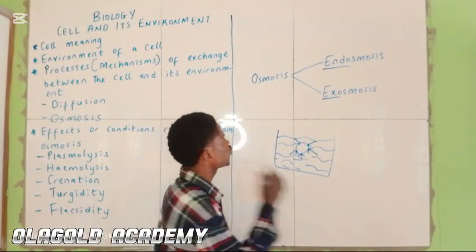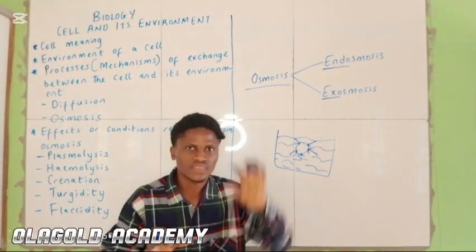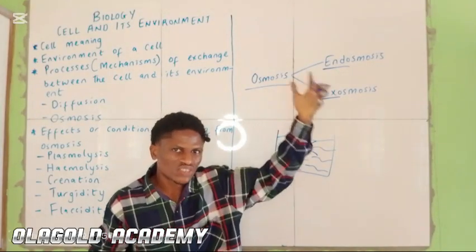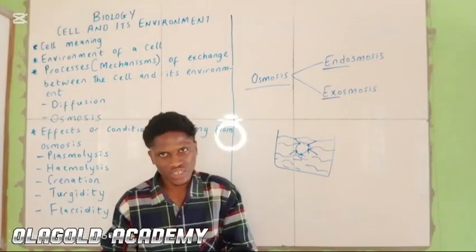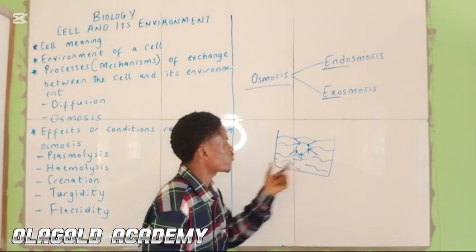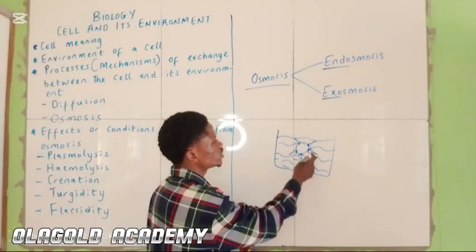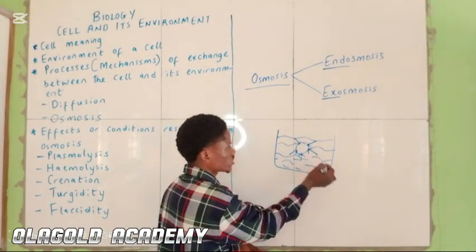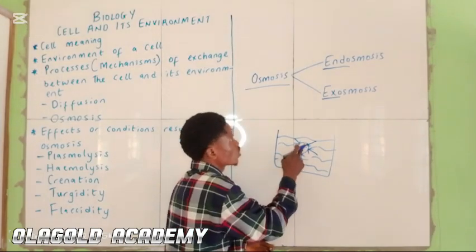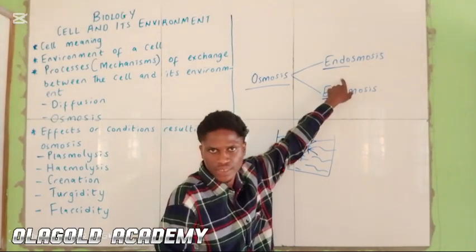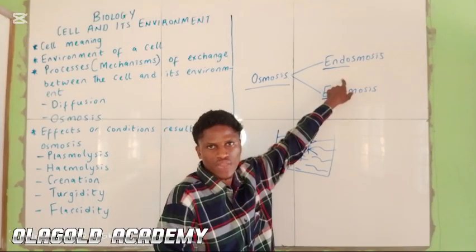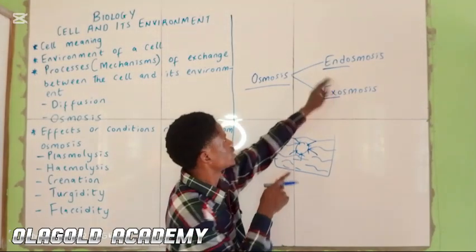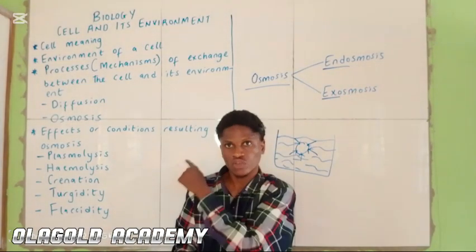And remember, the word osmosis means that it must always move from the region of higher concentration to the region of lower concentration. All right. So if we have water molecules moving from the region of higher concentration to the region of lower concentration, that is inside the cell, we have endosmosis taking place. I will soon explain why it happens that way. That will be the next thing we are going into.